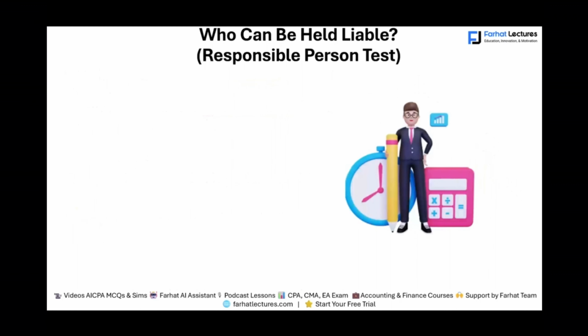So who could be held responsible for this, held liable? Well, there's a responsible person test. The IRS does not limit the liability to the business entity.